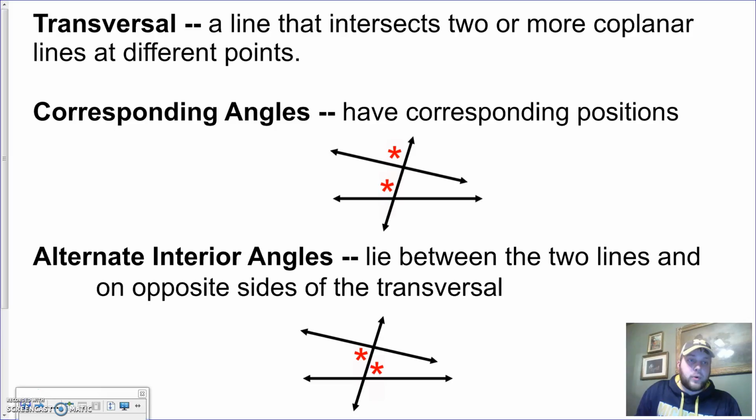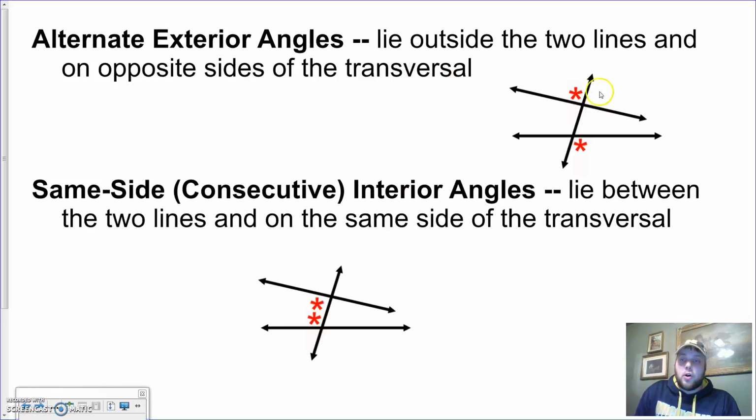Once again, let's review quick. Corresponding angles, they're located on the same side, and above, or they could be below. Alternate interior, they're alternating and they're on the inside. Alternate exterior, they're alternating and they're on the outside. And then same side interior, so they're right in there.